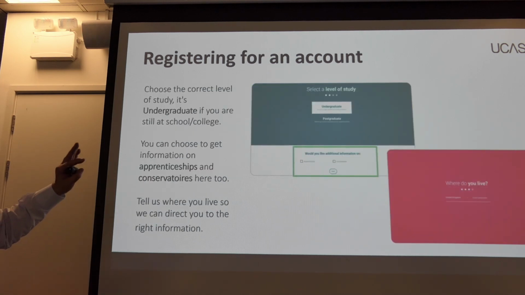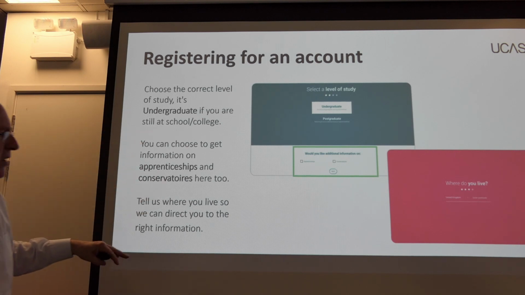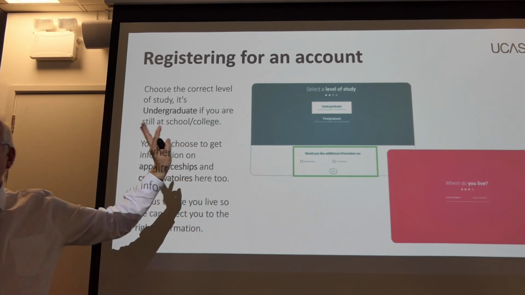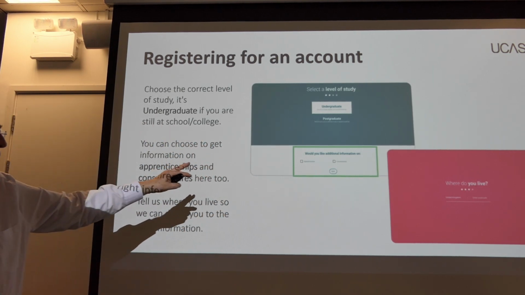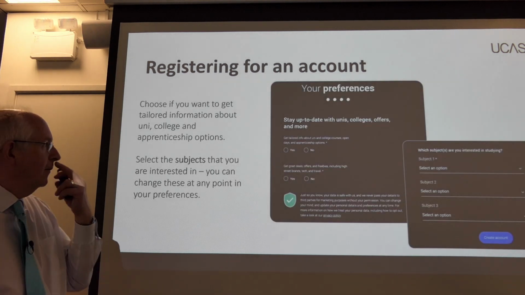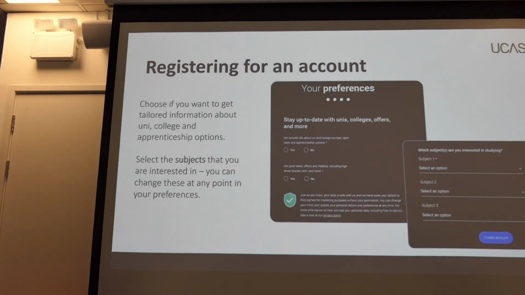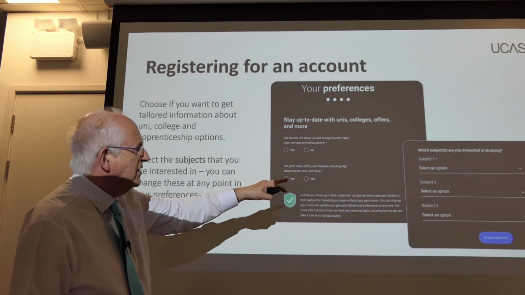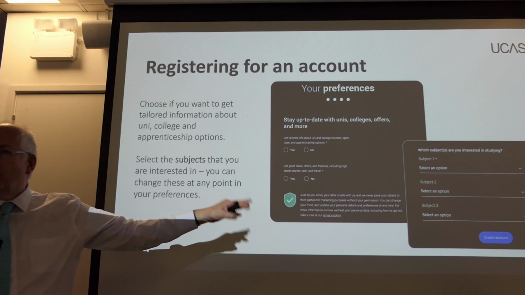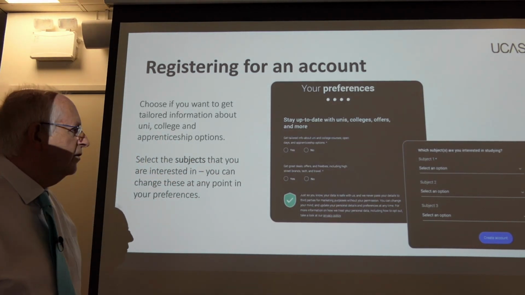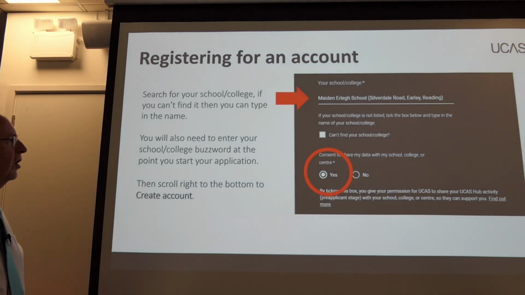You need to put down that you want to be an undergraduate. Would you like additional information? Well, there are the apprenticeships; you may tick that one. If you are looking to study music or something like that, you need to click on the conservatoires. It then asks you for some information about where you live, and there are various options about staying up to date with information. You can select that. You can also put in some subjects you think you might be interested in, because that will help the UCAS Hub guide you through the process. You can change them later on.